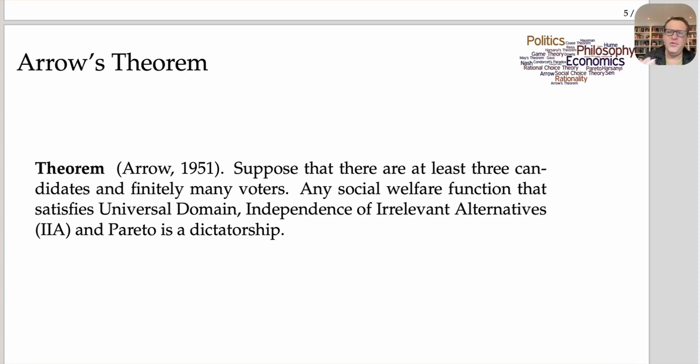Again, this is not a proof of Arrow's theorem, but it gives you a sense of why these conditions, universal domain, independence of irrelevant alternatives, and Pareto, force a dictatorship on you. It forces your social welfare function to not be anonymous.